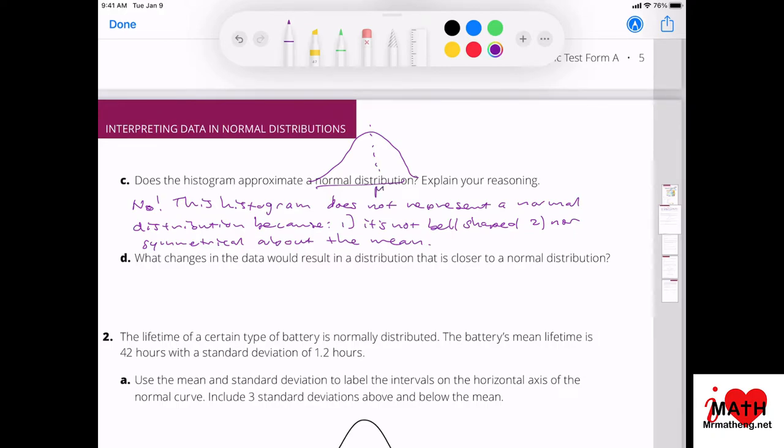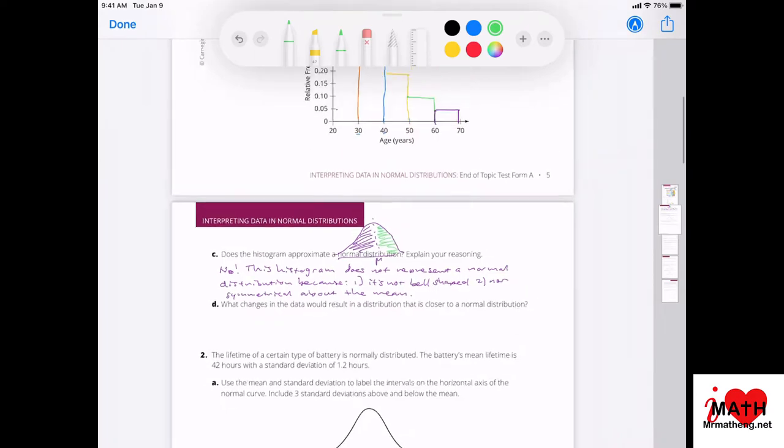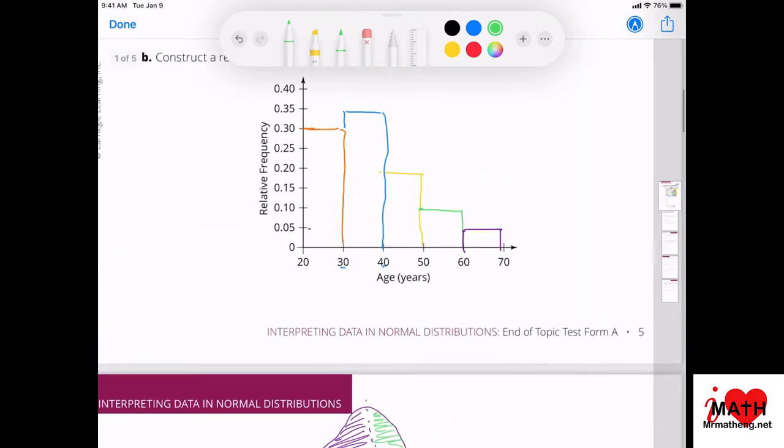Remember, this right here is the mean, and you're basically saying, does the purple side there match the green side? That would be symmetrical. D, what changes in the data would result in a distribution that is closer to normal? So if I look at this, I would probably want to push these down, bring this one all the way up here, right? I want this one to be the tallest one, and I would also increase these.